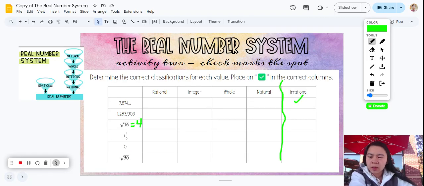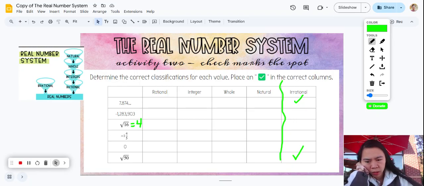Okay, negative 1 and 4/5. That looks okay. 0 looks okay. Square root of 50. Don't know the square root of 50. Let's pull up my Desmos calculator. Square root of 50, I got 7.071067812. Nah, that is a bunch of random numbers. It's irrational.